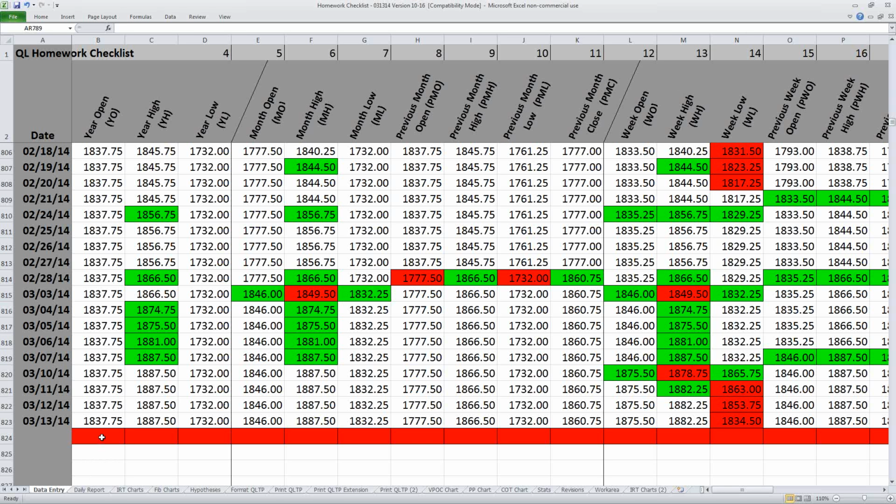Of course, the key number is that 1837.75. Now, even though that is in the March contract, it is our year open, and we still pay attention to it. Of course, we've got our all-time high at 1887.50, adjusted now down on the June contract at 1880.50. And then we have our adjusted RTH high at 1877.75. Month low is still down there at 1732. Of course, we're coming down there to test that.